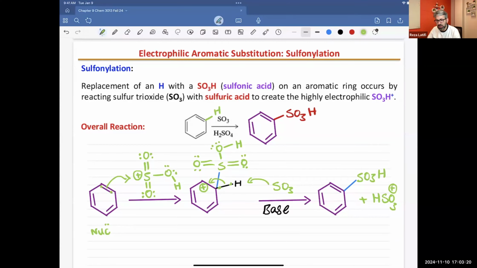So what was our base? The base was SO3, and we used SO3 at the beginning to generate SO3H plus. And in the next step, SO3 was used as a base to take hydrogen from the system and restore the aromaticity.